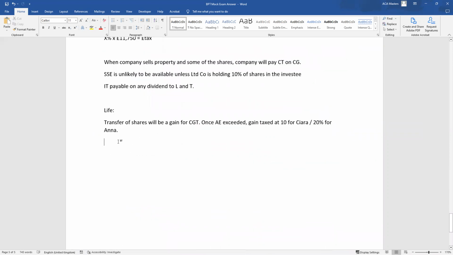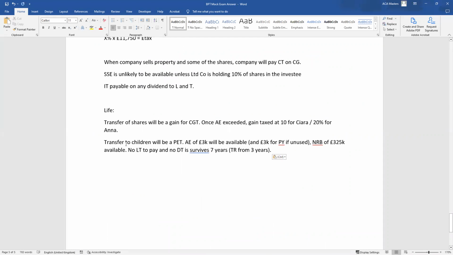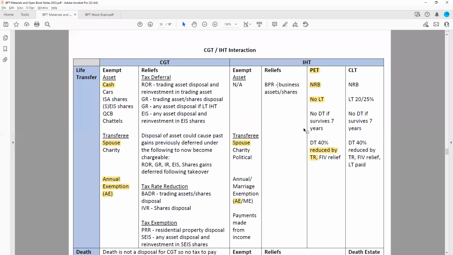So if they transfer it in life, the transfer of shares will be a PET, with annual exemption available and nil rate band available. There'll be no lifetime tax to pay, and death tax will only be payable if they die within 7 years. No death tax if they survive 7 years. So you can see how with IHT, it's quite good to pass it on in life.